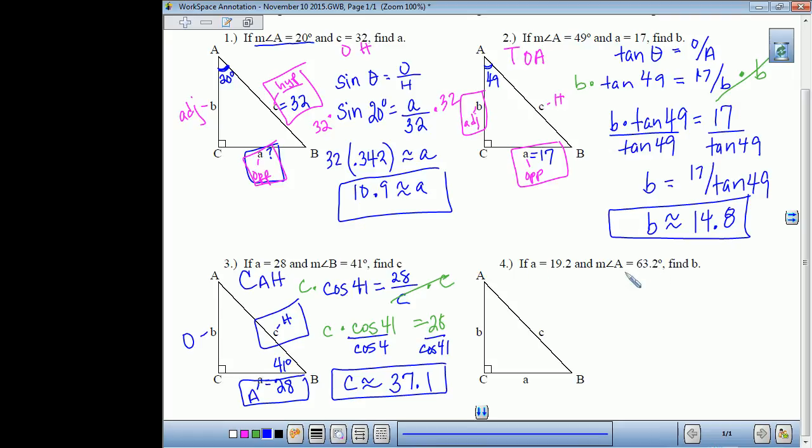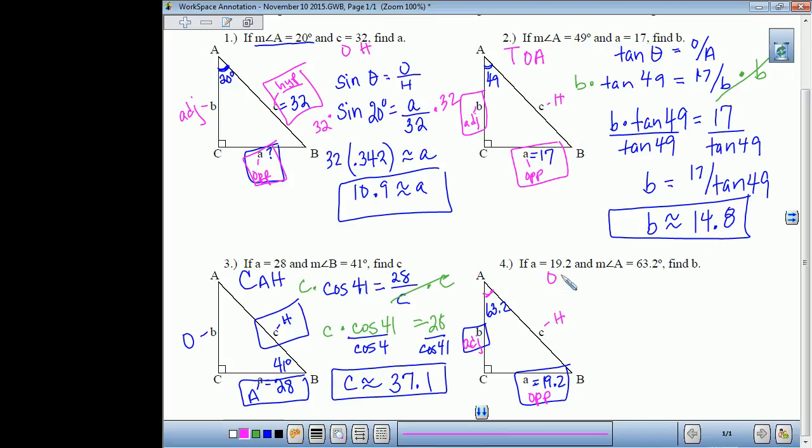So this is one more example. This angle is 63.2 degrees. This side is 19.2. And then they ask us for B. So we're given this, they're asking for this. Let's look at opposite, adjacent, and hypotenuse. If this is my angle, this side is the opposite, and this is the adjacent. The hypotenuse is over here.